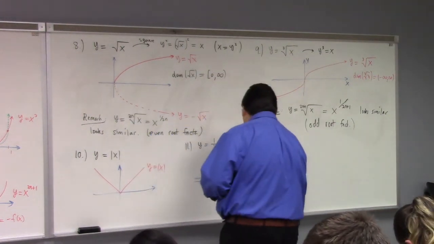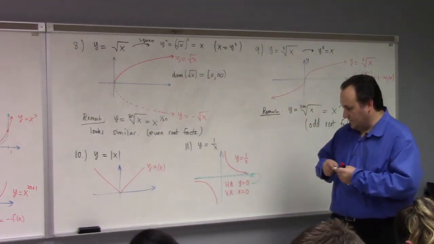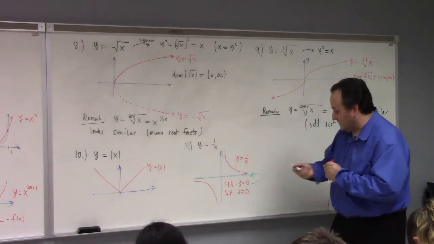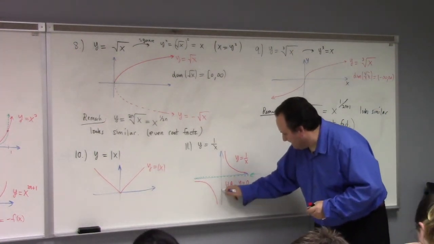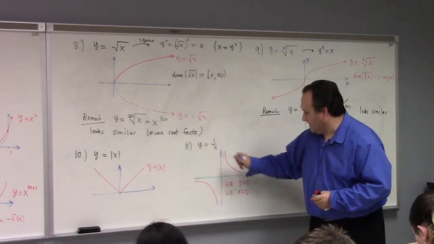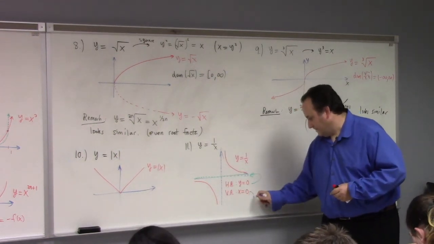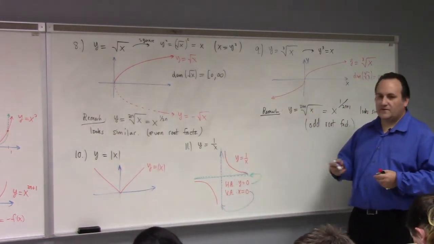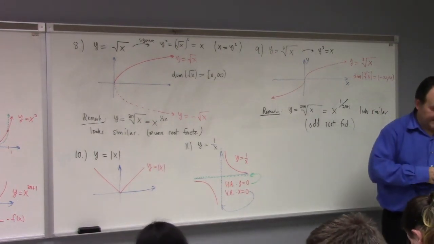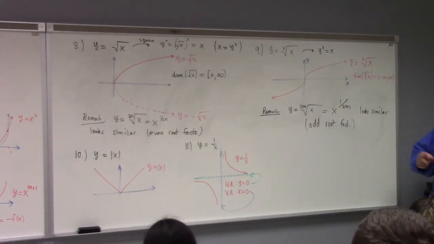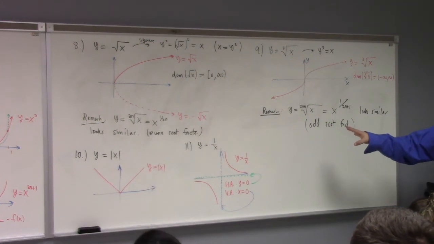The vertical asymptote is the y-axis in this case. So it's this one. So this reciprocal function has both a horizontal asymptote and a vertical asymptote. Does anybody know what this shape of this graph is, by the way?